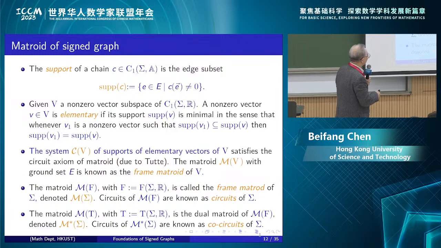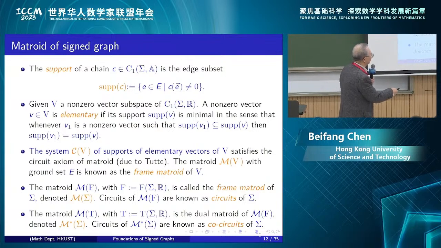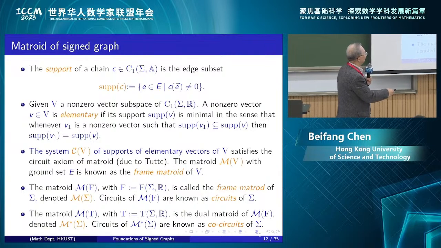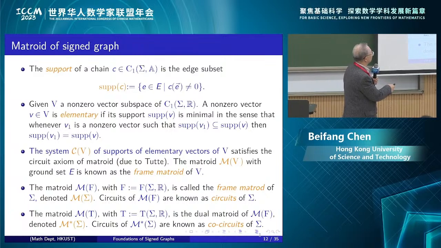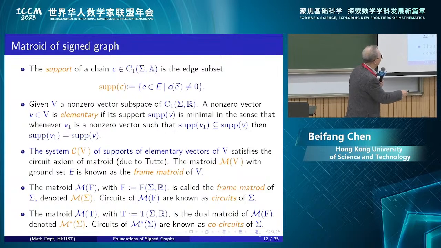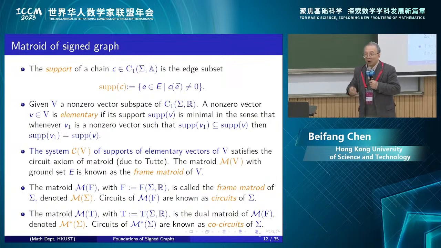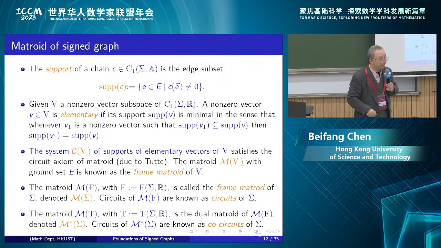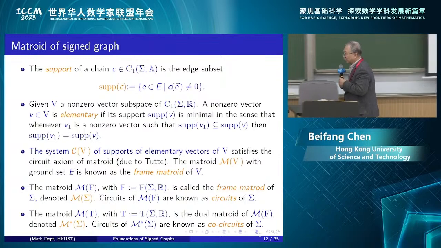For an arbitrary vector space, take the collection of supports of elementary vectors of any non-zero vector subspace right here. It satisfies the circuit axioms of a matroid, due to Tutte. Then automatically they form a matroid, and this matroid is called the frame matroid of the given vector space. Now we'll apply this to the signed graph case.